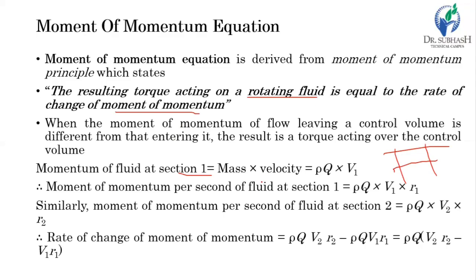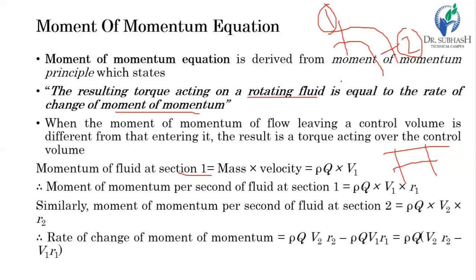Momentum is mass times velocity. Mass is equal to rho into Q, which is nothing but the discharge, the volume flow rate per unit time, and times the velocity at section 1, which is v1. Then the moment of momentum per second is rho Q v1 times r1. This is mostly used when the fluid flow is rotating or has some curvature. Let's suppose this is section 1 and this is section 2. So the moment of momentum per second at section 1 is rho Q times v1 into r1.